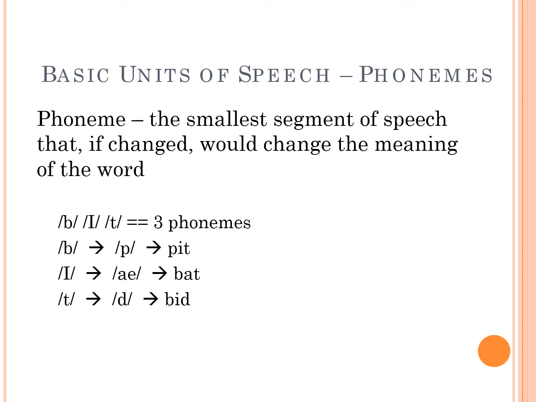If we look at the word bit, it is made up of three phonemes: b, i, and t. If we change the b to p, it becomes pit. We've changed the meaning of the word. If we change the i to a, it becomes bat. We've changed the meaning of the word. If we change the t to d, it becomes bid, and we've changed the meaning of the word.